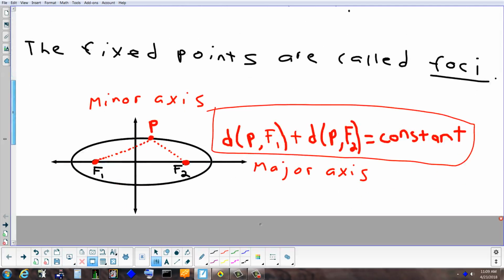Okay, so I wrote it out in words for you, tried to show you it as a picture, and there it is as an equation. The distance from the point to F1, that's the first dotted line, plus the distance from the point to F2, that's the second dotted line, always comes out the same.